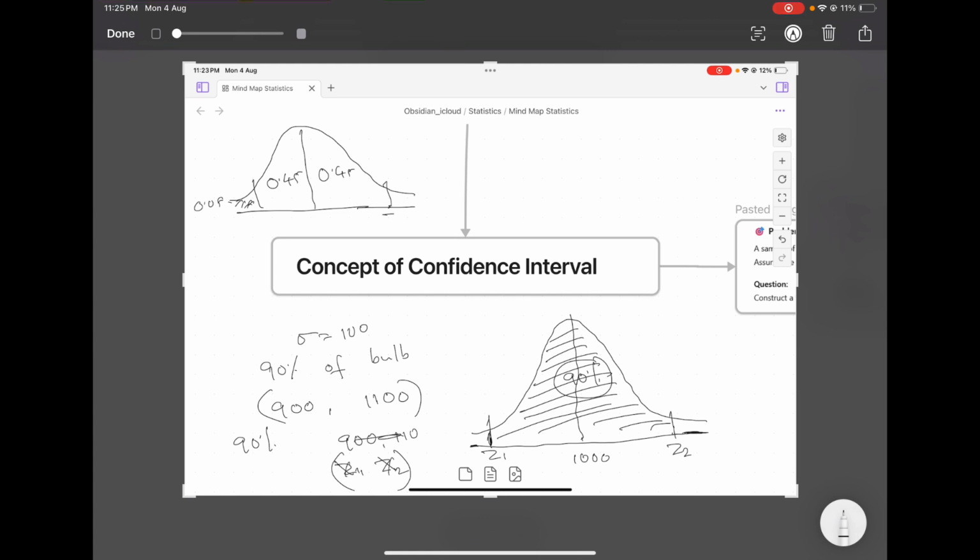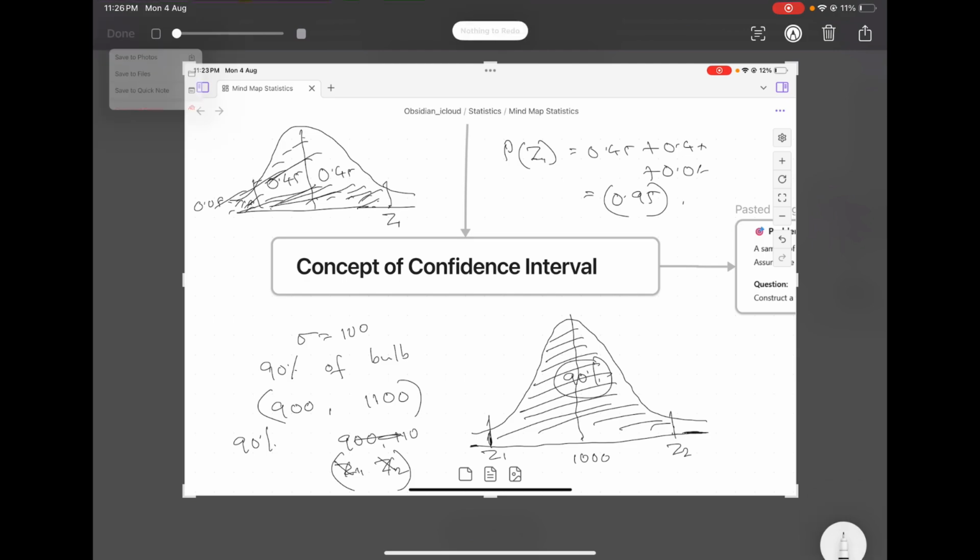So corresponding to this probability, it will be 0.45 plus 0.45 plus 0.05, all this area to this side. So this will be 0.95. So you can use the Z table. That corresponds to this full area, 0.95. Let us search here in the Z table.